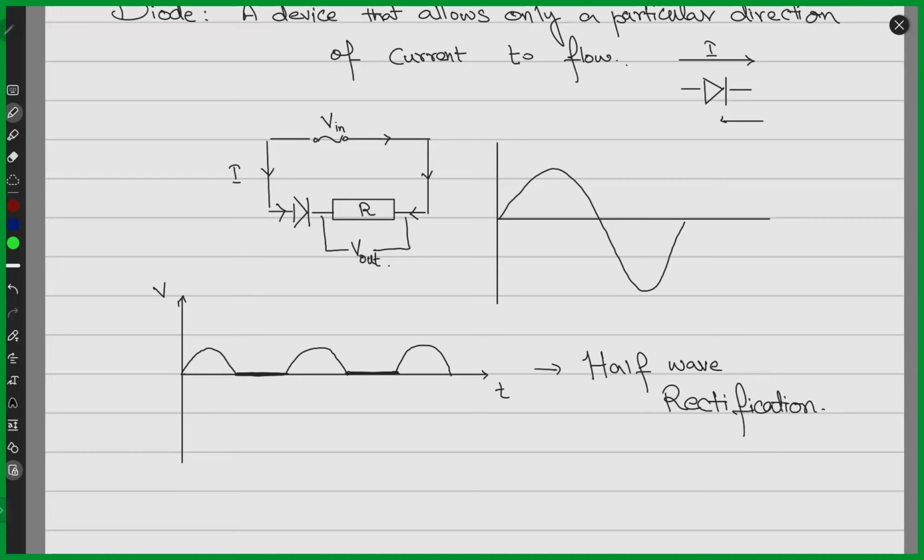Any questions from this so far? Sir, how did this half wave form? You mean you're talking about this graph, the parts where it went 0?